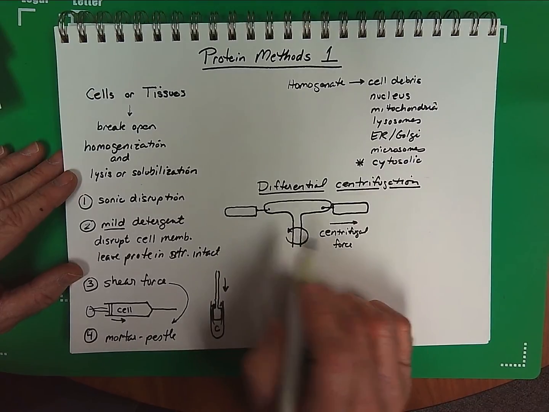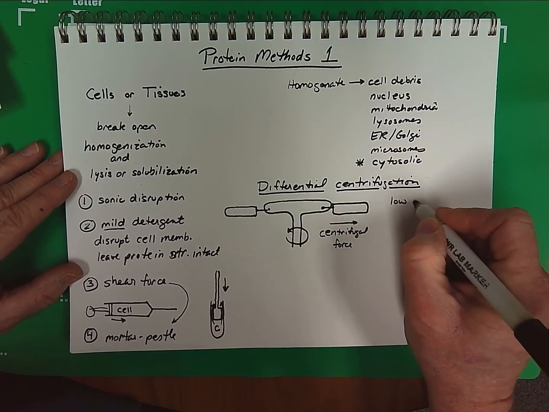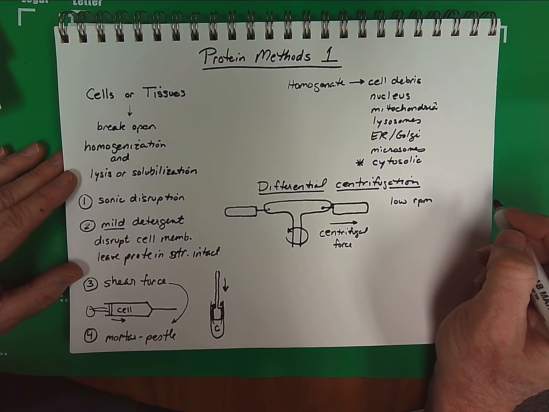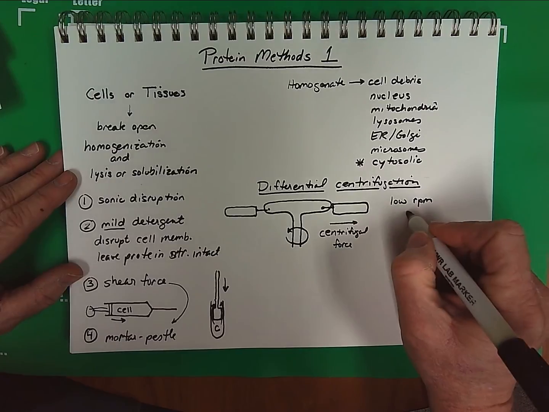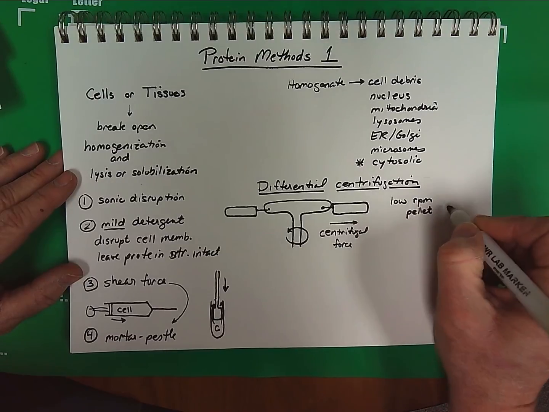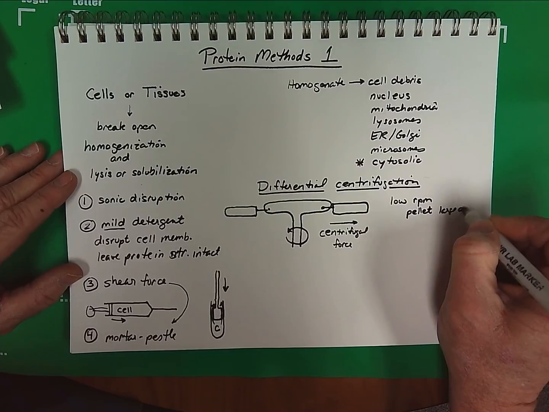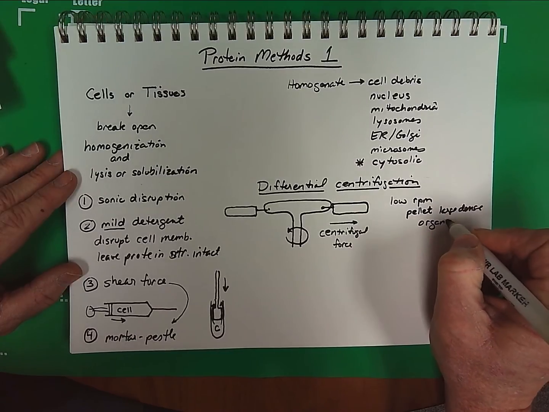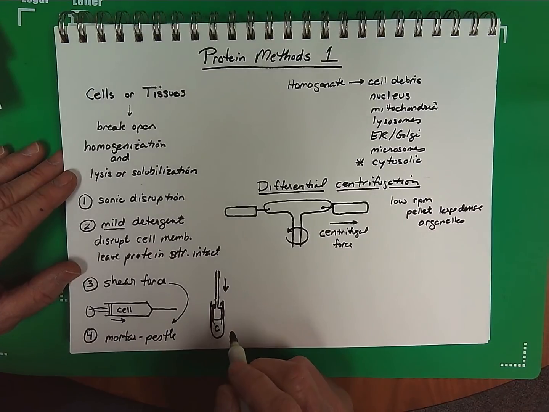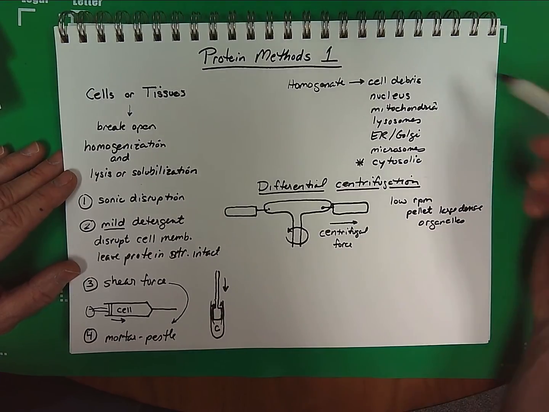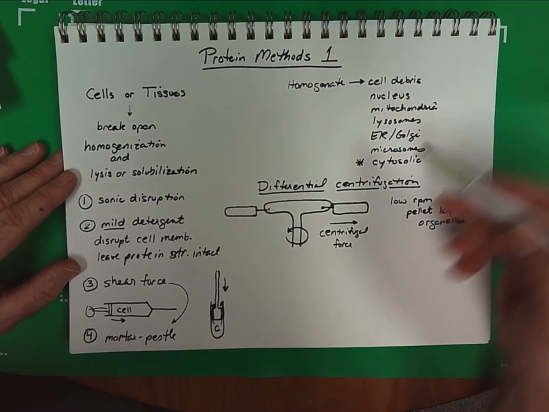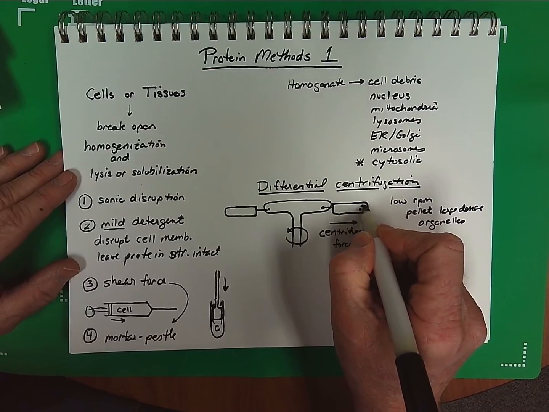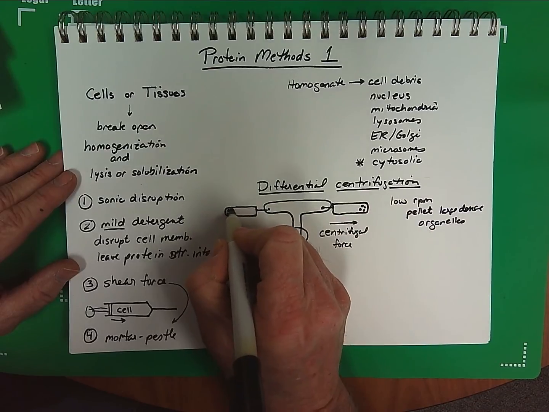Now, if we centrifuge at a low RPM, low revolutions per minute, we will pellet large, dense organelles. Because the large, dense organelles have a density that is much greater than the aqueous solution it's in, these will pellet down to the bottom at low speed centrifugation.